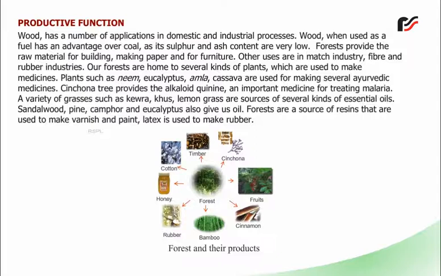A variety of grasses such as kevra, khas, lemongrass are sources of several kinds of essential oils. Sandalwood, pine, camphor and eucalyptus also give us oil. Forests are a source of resins that are used to make varnish and paint. Latex is used to make rubber.